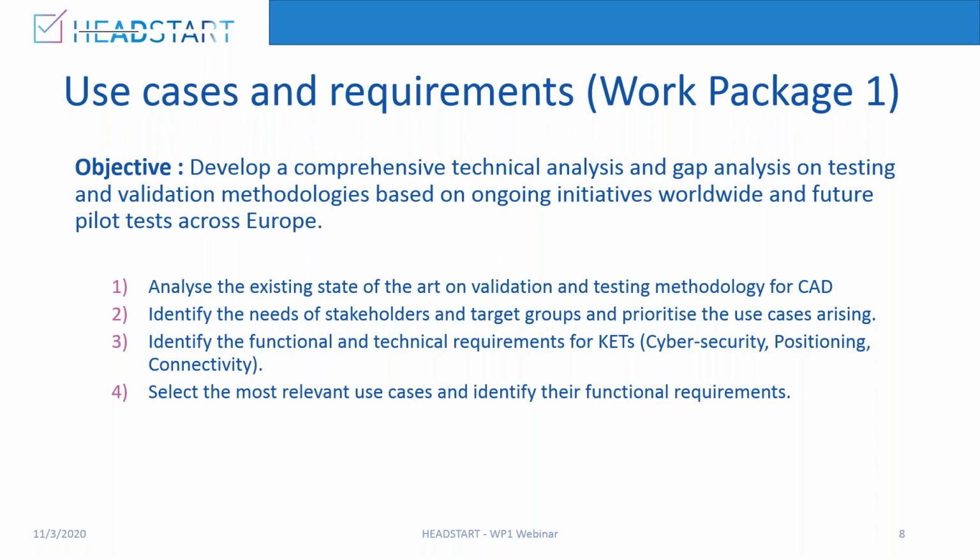The first step will be to analyze the existing state of the art and what exists in terms of testing methodology for CAD. The second step is to ask different types of stakeholders and target groups in order to have their opinion on different topics, and especially prioritization of use cases, which use cases would be best to test in HEADSTART. The third step is to identify the functional and technical requirements for CATs. And the last step is to select the most relevant use cases based on the 3 previous steps and identify the functional requirements for these use cases.